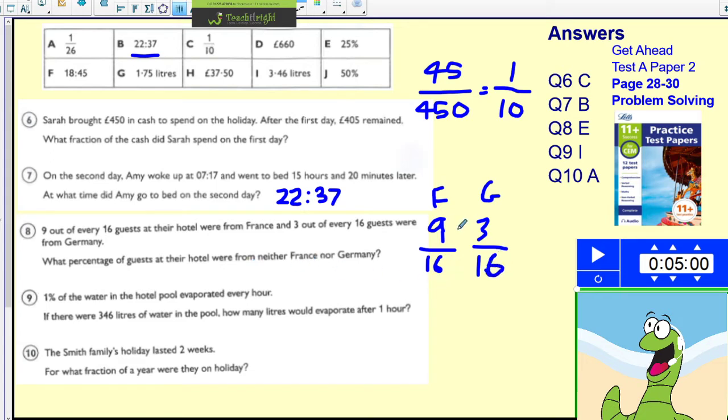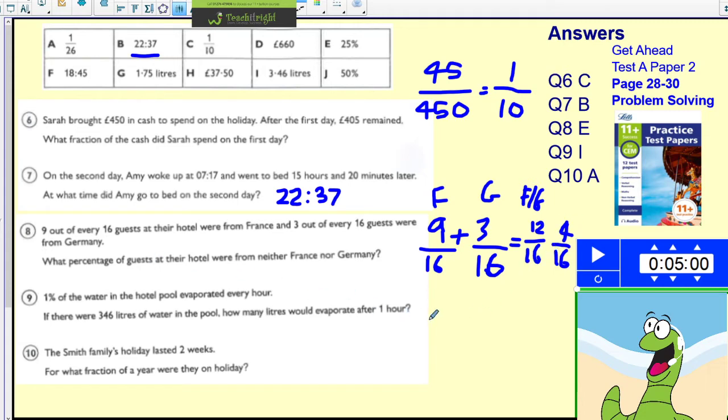Okay, well, first off, I'm going to work out the percentage that were both by adding them together, or the fraction of both. So that means 12 out of 16 were from either France or Germany. So the fraction of people who are not is 12 plus whatever I need to get to 16, which in this case means it's 4 out of 16. And I'm hoping you guys can see that. Again, you can ask yourself, 16 take away 12 is 4, or 12 plus what gets you to 16? Obviously 16 out of 16 is the whole amount, so that's what we're trying to get to.